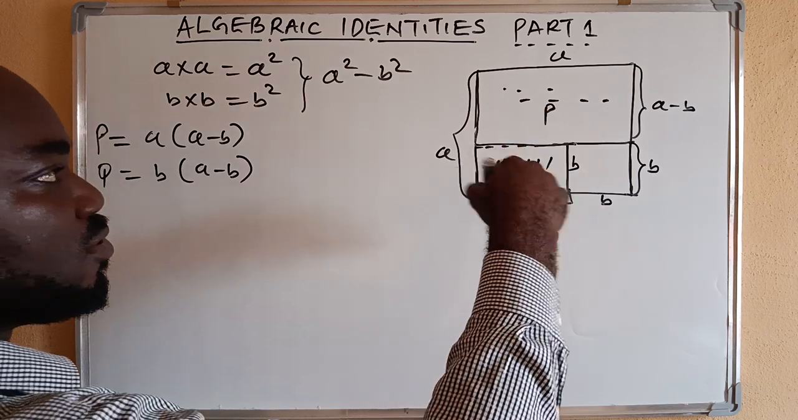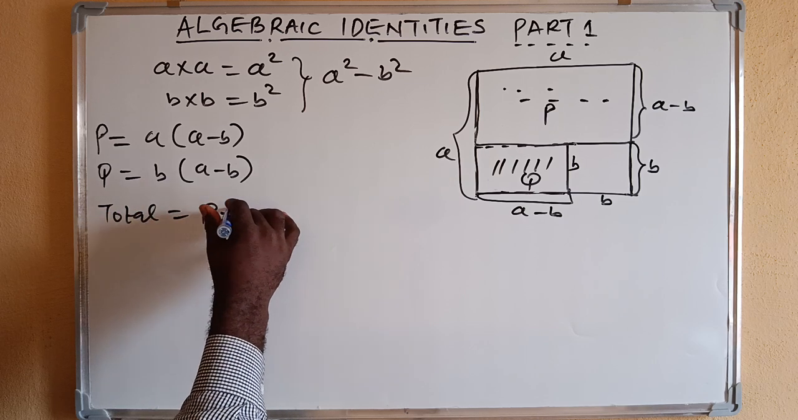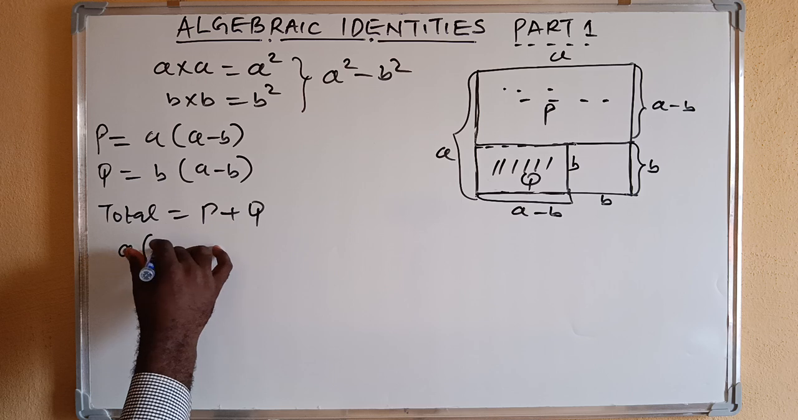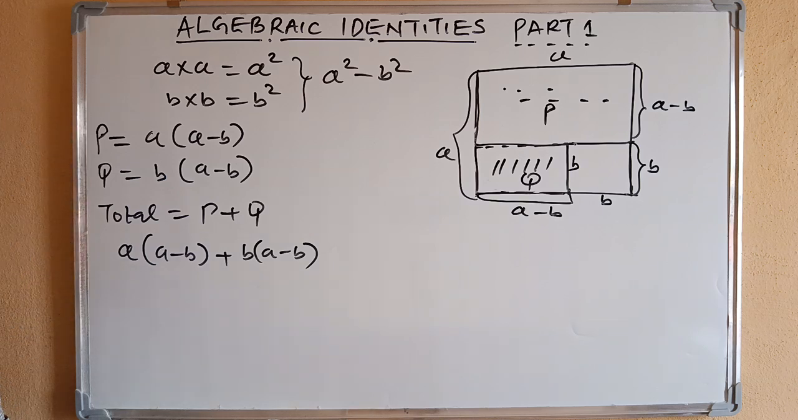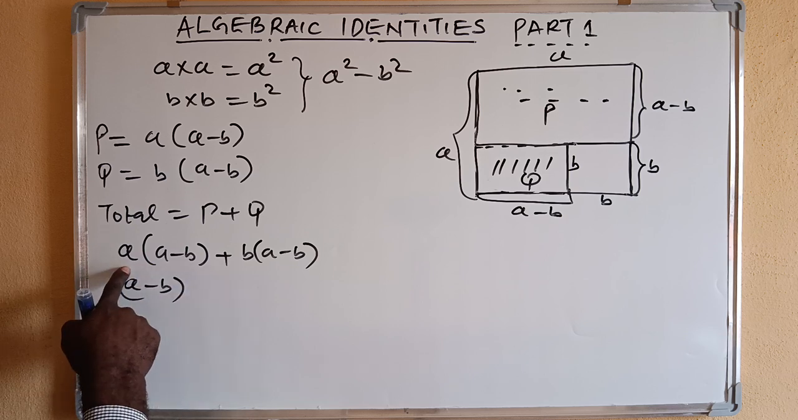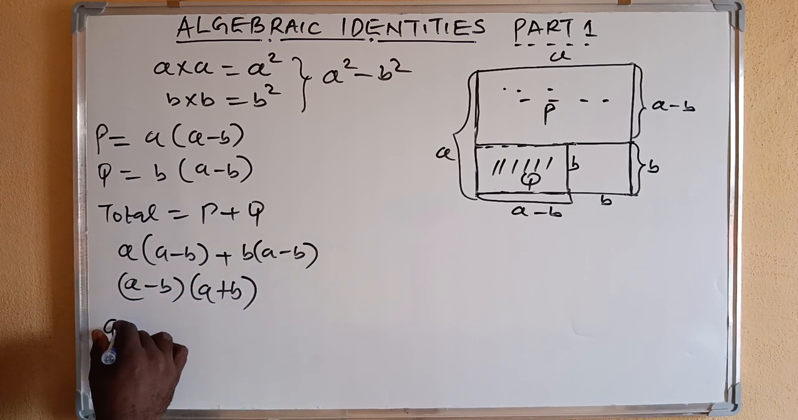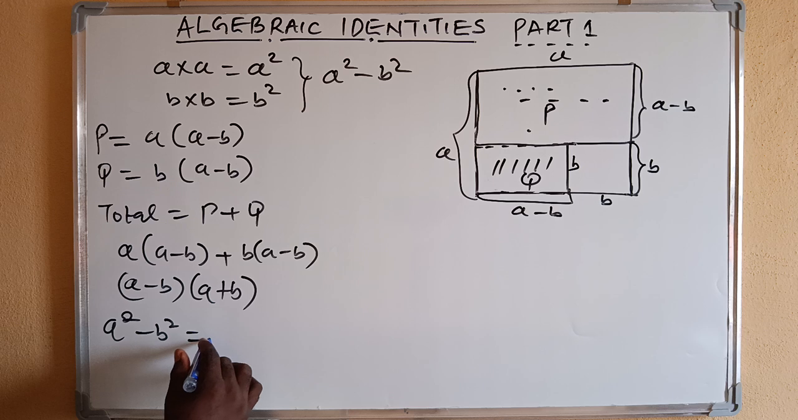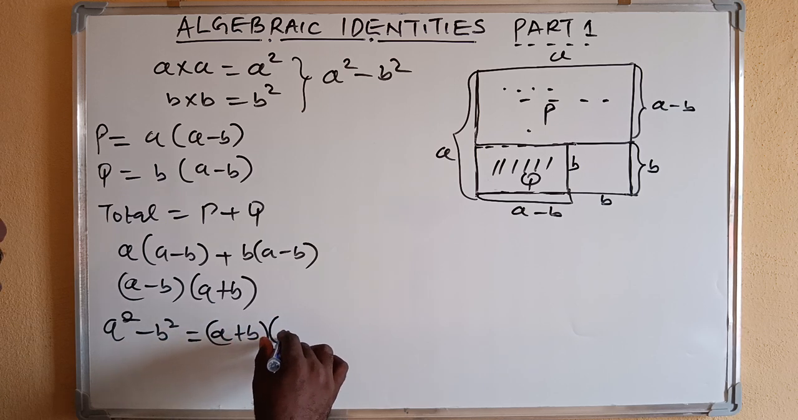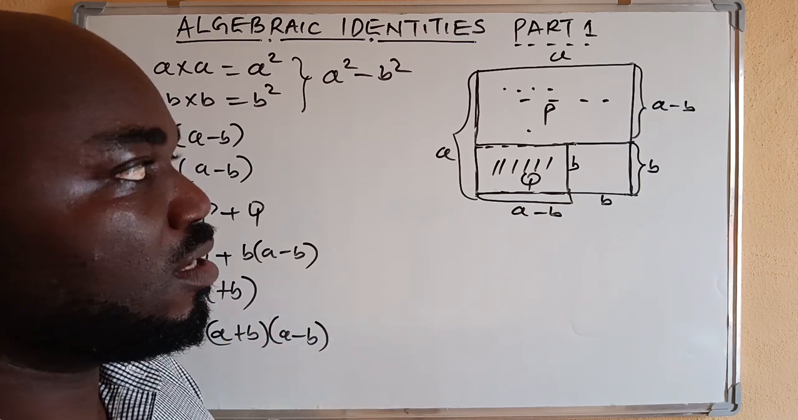Now you can see that the total area will be P plus Q, and that will be A bracket A minus B added to B bracket A minus B. If you are doing factorization, once a factor is common, you write it down, A minus B, and then you pick the other ones, A plus B. So you can see that the difference of the squares, A square minus B square, which is this entire two regions, will now be A plus B times A minus B. So this is one of the systems, the geometric system, for proving the difference of two squares.